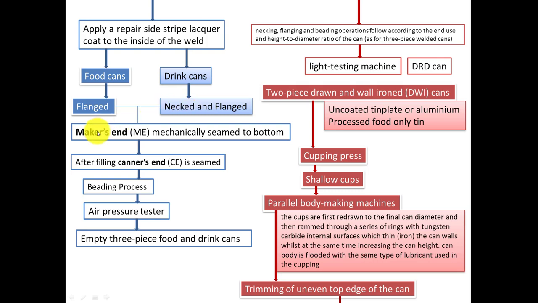After that, now you have a hollow cylinder in both cases, whether it is a food can or drink can. After that, the lower lid is applied to the can.